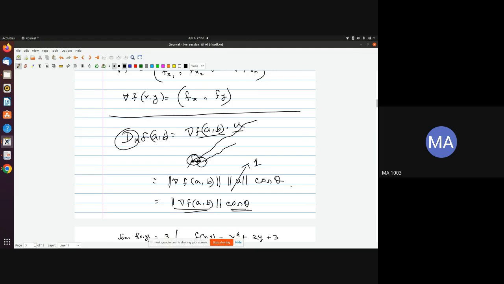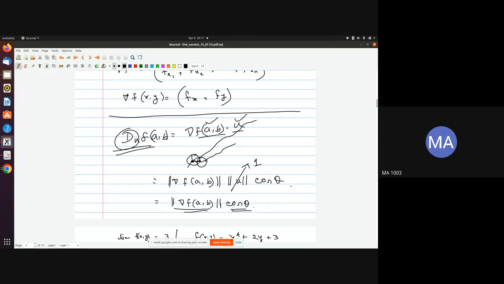Now cos theta is maximum when theta is 0. Zero means the angle between this and this is zero, so they should be parallel, in the same direction. So it will be maximum when the gradient vector and the unit vector are in the same direction. That's why along the gradient vector, the directional derivative will be maximum.